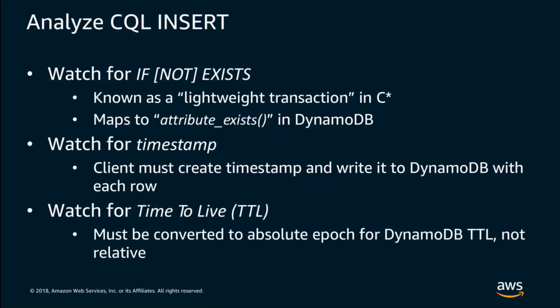Look for anything that looks like "if not exists." The great thing is there's nothing to do here. We just want to make a note that those are known as lightweight transactions in Cassandra, and those map to attribute exists. And then we have timestamp data types.